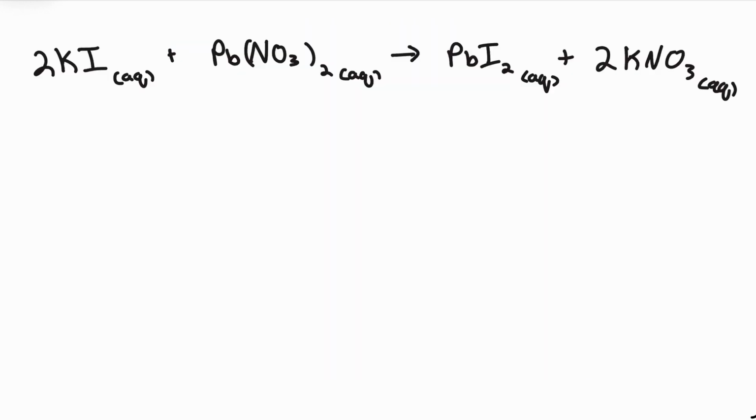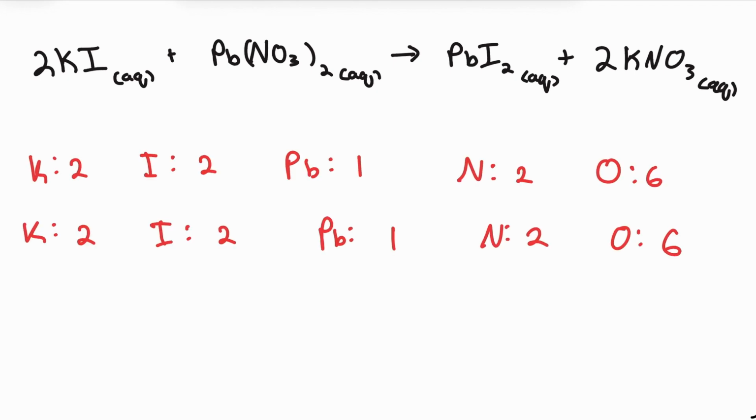Alright, so for our next example, let's turn this equation into a net ionic equation. Just make sure that you're going through all the steps. Remember that step 1 is to make sure that our equation is balanced. Counting up my atoms and putting them in the following table, I can see, yes, my equation is balanced. So I can go to my second step where I'm going to break up all of my substances which are soluble into their individual ions.